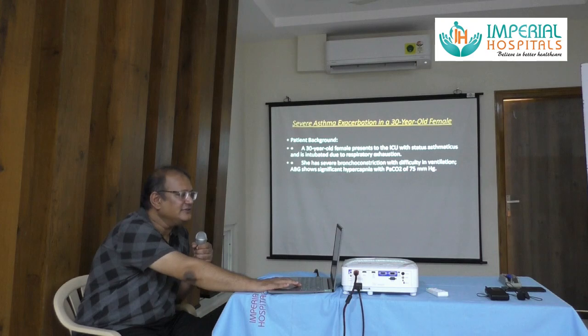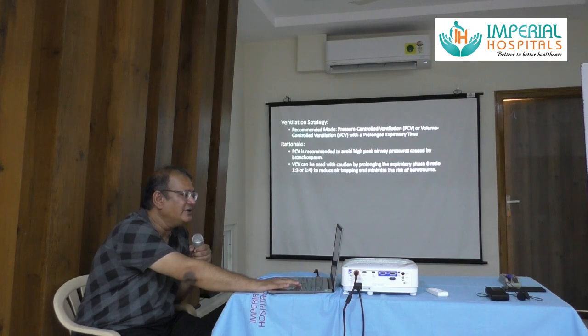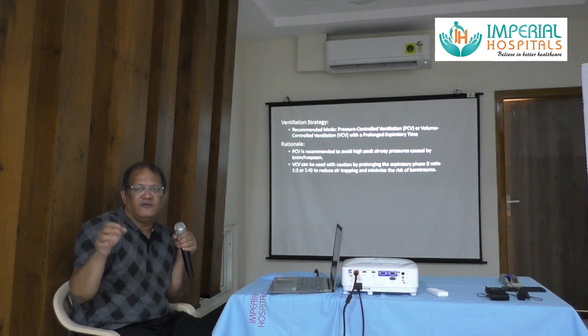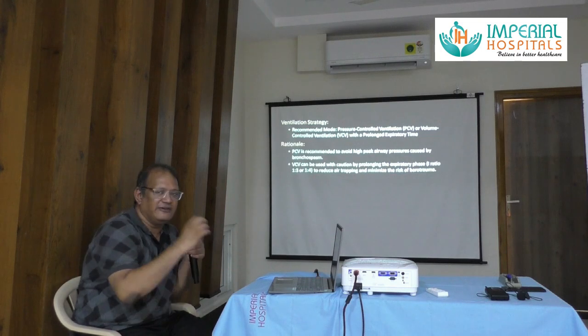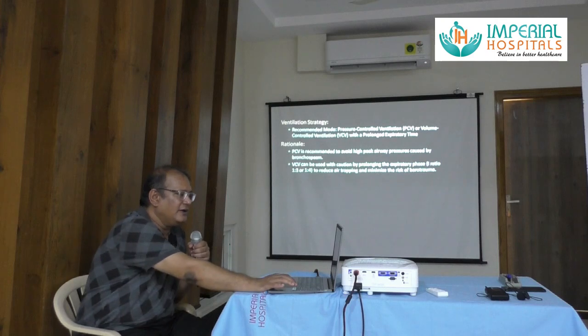Acute severe asthma exacerbation, right? Status asthmaticus, before we used to say status asthmaticus, right? So the patient presents with high PCO2 levels, 75 millimeters of mercury. So here we need pressure controlled ventilation, but the important part is we want to ensure the expiratory IE ratio, you have to maintain it at 1:4. Sometimes 1:5 is also done, right? We want to give enough expiratory time to avoid high peak airway pressures caused by bronchospasm.